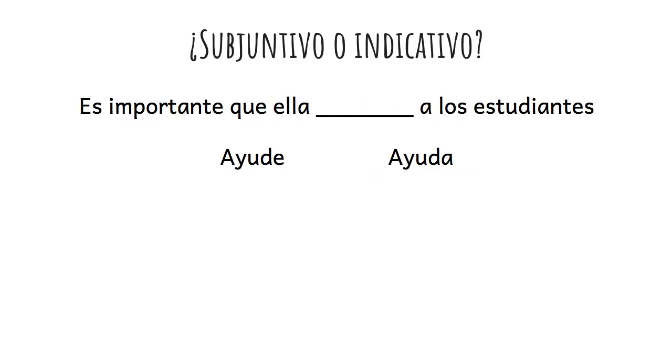Número 3. Es importante que ella ayude o ayuda a los estudiantes. Subjunctive. You can see that this is started by an impersonal expression of it's important that. But even though it's important that it happens, it's still doubtful as to whether or not it's going to happen.